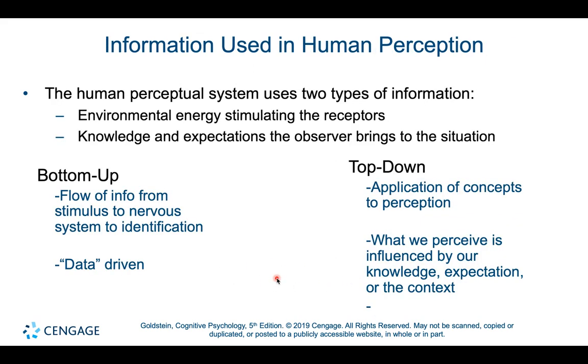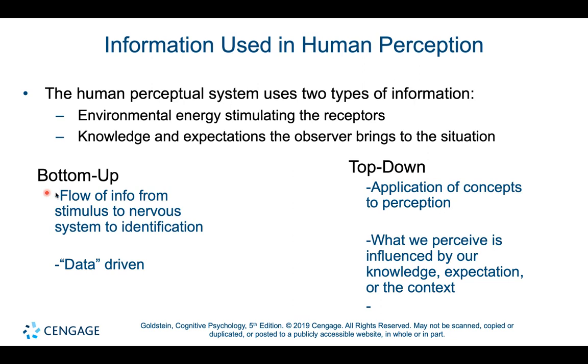So there are two information systems that we use in human perception. The first is the environment. It's the data coming into our senses. That's known as bottom-up information or bottom-up processing. It's just your brain processing the data that it gets from the world, and that data will drive perception, will change perception.